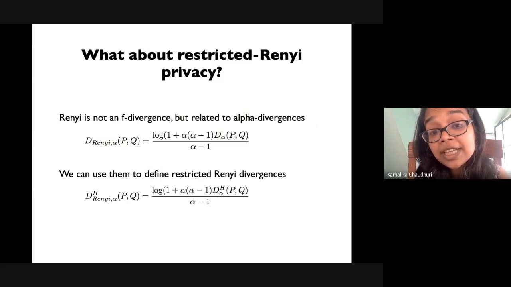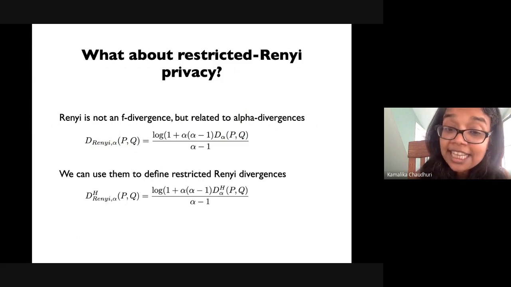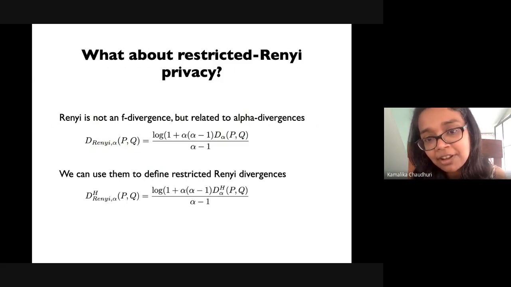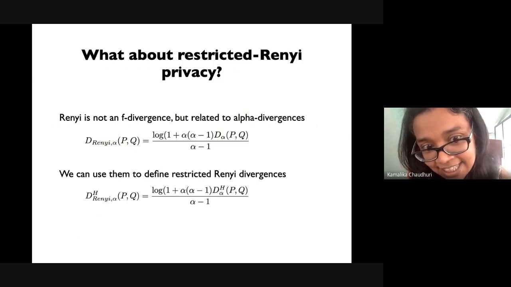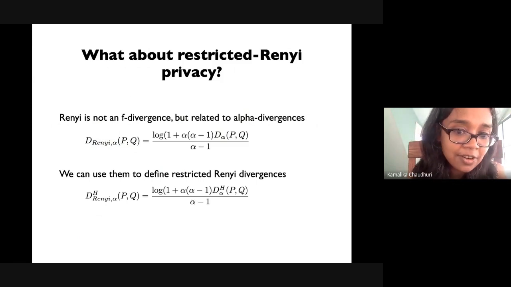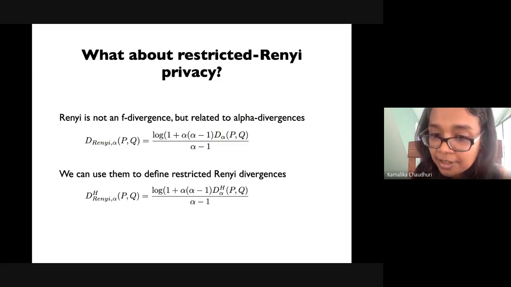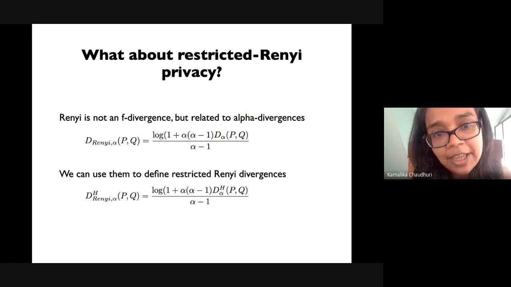The problem, though, is that Rényi divergences are not F divergences. However, the good thing is that Rényi divergences are connected to what are called alpha divergences through a very nice closed form. The Rényi divergence between P and Q is log of 1 plus alpha times (alpha minus 1) times the alpha divergence between P and Q, all divided by alpha minus 1. It's a very nice closed form, and alpha divergences are in fact F divergences. So we can use it to define restricted Rényi divergences in exactly the same way.